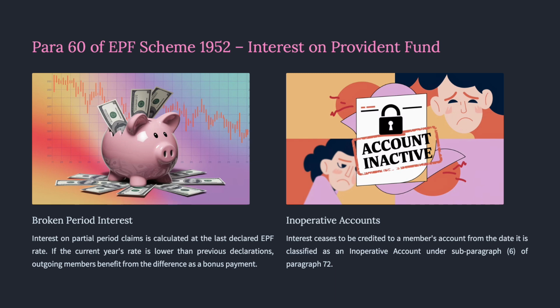Broken period interest. Interest on partial period claims is calculated at the last declared EPF rate. If the current year's rate is lower than previous declarations, outgoing members benefit from the difference as a bonus payment. Inoperative accounts. Interest ceases to be credited to a member's account from the date it is classified as an inoperative account under subparagraph 6 of paragraph 72.